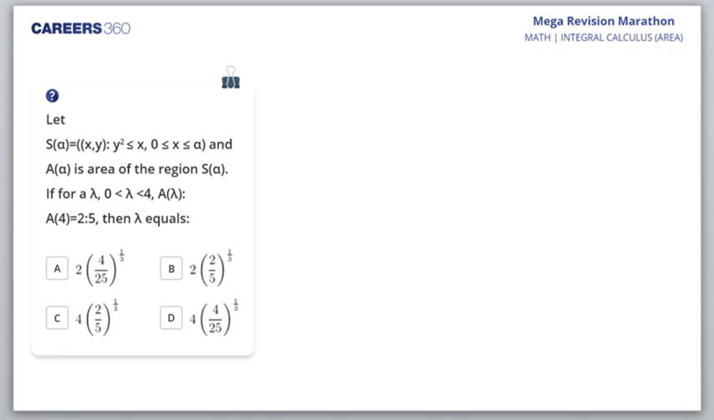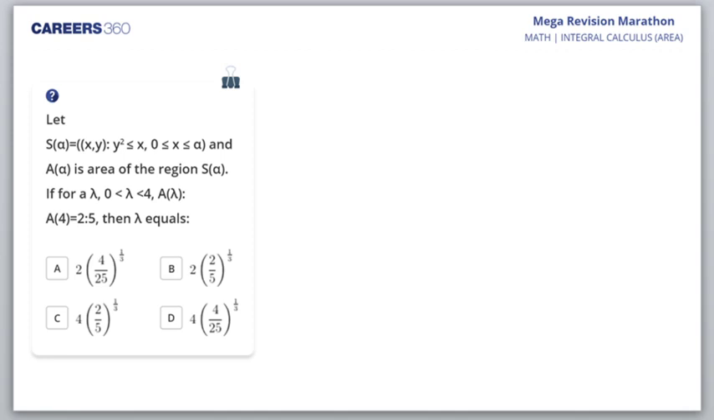S alpha is a region where y square is less than or equal to x and x belongs to 0 to alpha. And A alpha is the area of the region S alpha. So whatever is the region S alpha, its area is A alpha. Now what does it say?